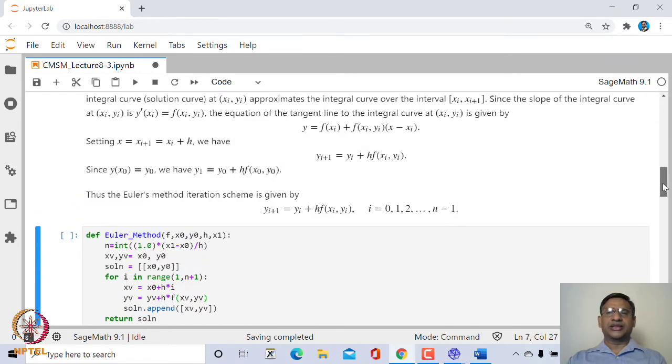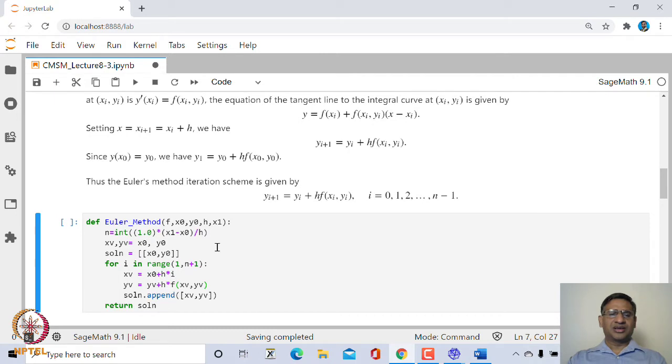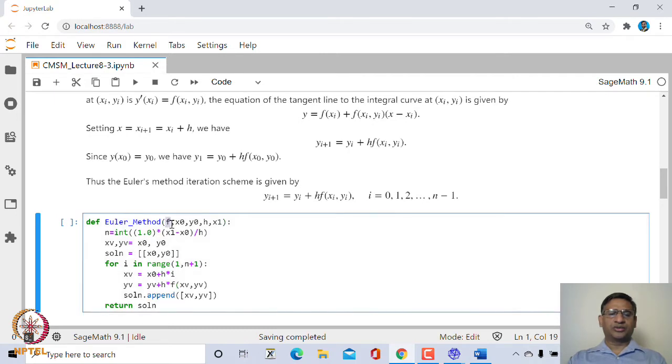Now let us write a Python program, a user defined function for Euler's method. This is fairly simple. So we want to input the value of the function f, the initial point x naught at which the initial value is given, the value of y at x naught, the step size h, and the point at which you want to evaluate that. In this case we call that b. So x1 is b here.